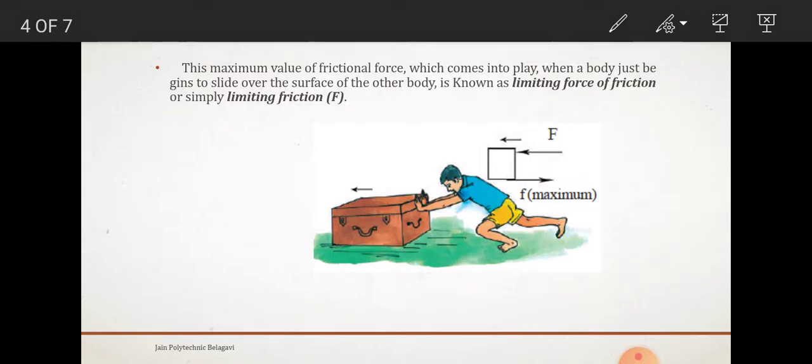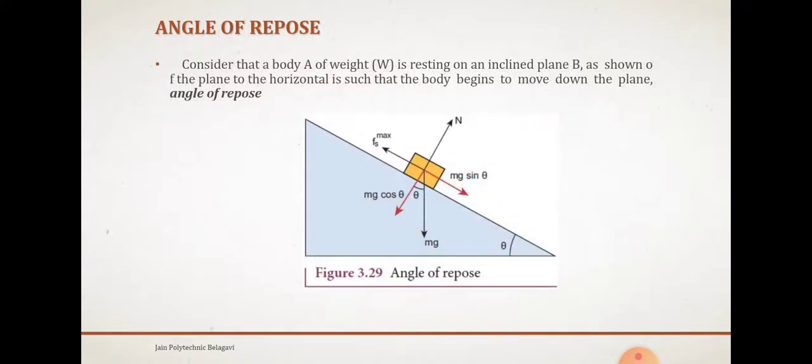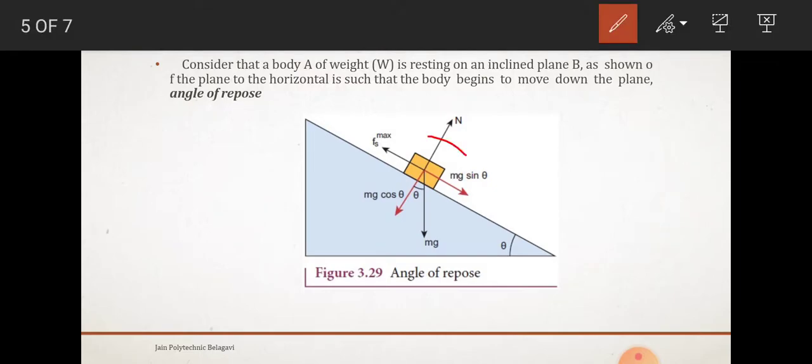So, let us try to understand the next term, that is the angle of repose. Here, there is one inclined surface. On the inclined surface, there is a weight which is acting. The yellow one shown is the weight or block which is resting on the inclined surface. So this is mg, which is nothing but the weight of the block, which we know always acts downward. N is the normal reaction. mg cos theta is the force which is opposite to the normal reaction, and mg cos theta and mg sin theta are the components of the weight.